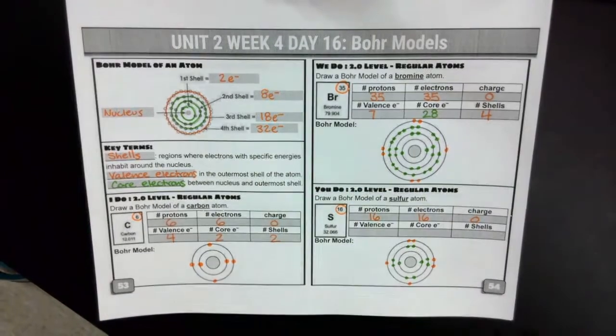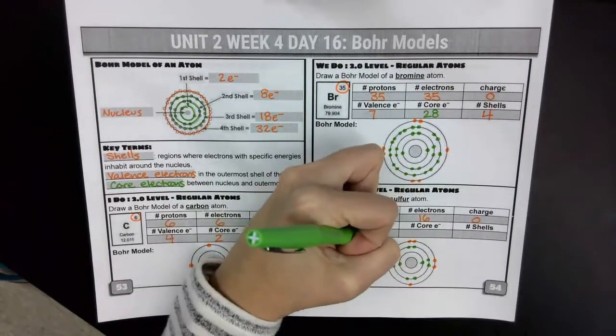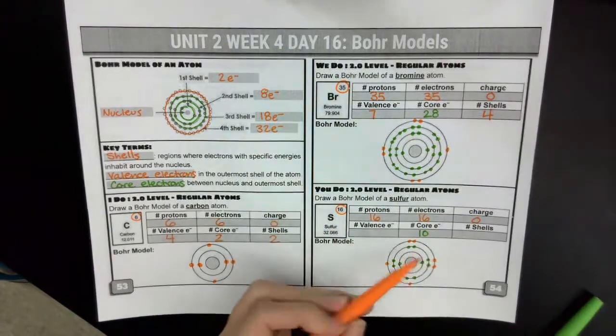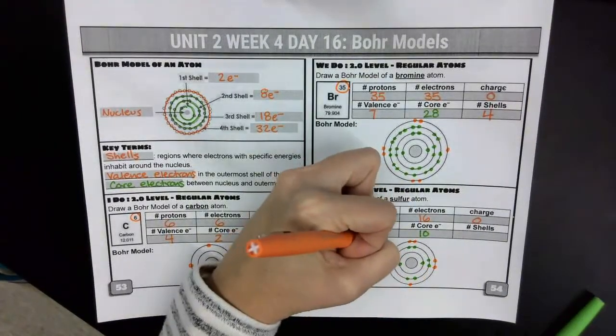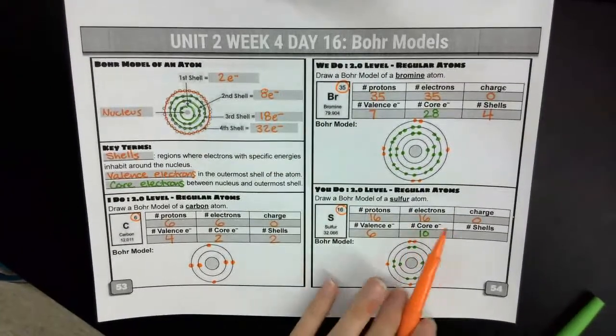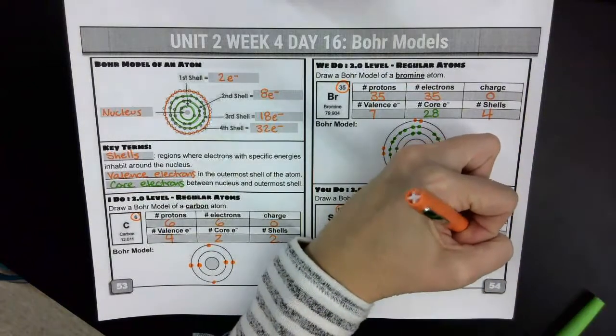So what I've drawn is a total of 2 plus 8, which is 10 core electrons. And my valence are the ones on the outside, 2, 4, 6, so 6 valence electrons out there. 6 plus 10 is 16, which adds up to our total number of electrons. The number of shells, we've got 1, 2, 3 shells. So that is our examples.